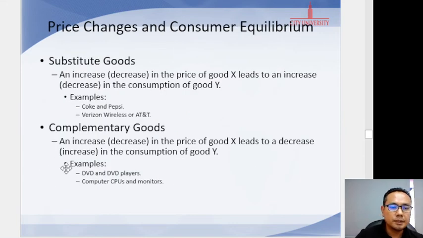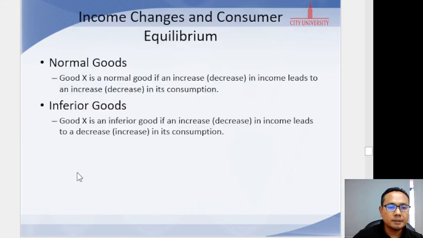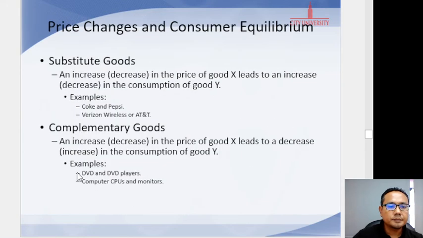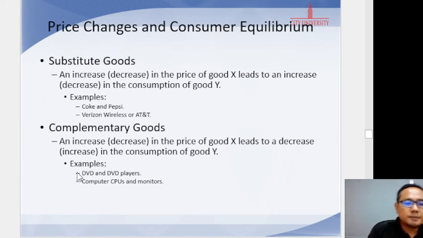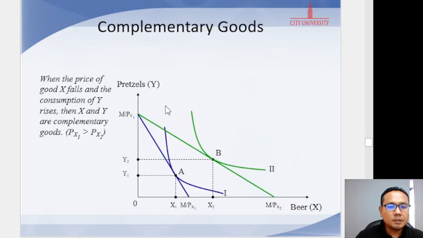The substitute and complementary good concept can change. For substitute goods, an increase or decrease in the price of good X leads to an increase or decrease in the consumption of good Y. A very simple common example is Coke and Pepsi. And then complementary goods, that's complementary or supplementary goods, can change between point A to point B.